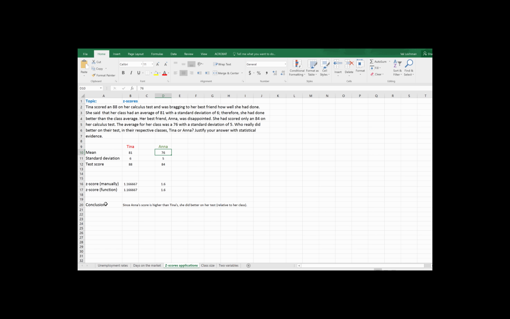Okay, so we can do this comparison when we know that the data is approximately normally distributed. That's something that we're going to talk more about once we talk about the normal distribution. But test scores in general are normally distributed. That's why we can do this type of stuff.